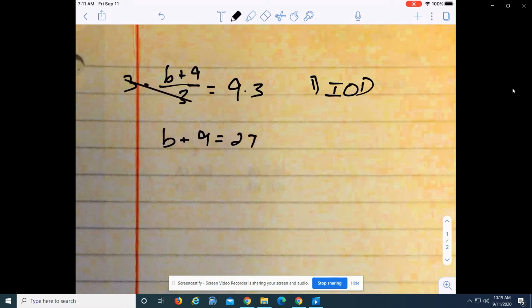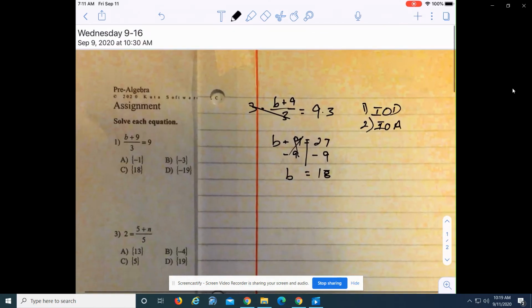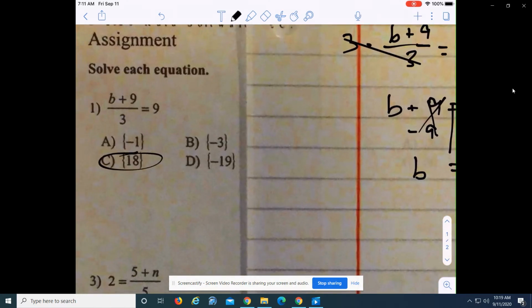Again, you can use Desmos calculator if you would like to. Now I've got b plus 9. To undo that, my last step would be to do the inverse of addition, so the opposite of addition. So I'm going to minus 9 on both sides of the equal sign. It's really important that we remember to do this on both sides of the equal sign. So b drops down. The 9's are going to cancel. 27 minus 9 is 18. And so I would go over here and find, c is 18.